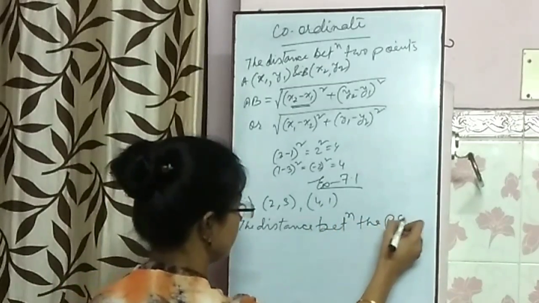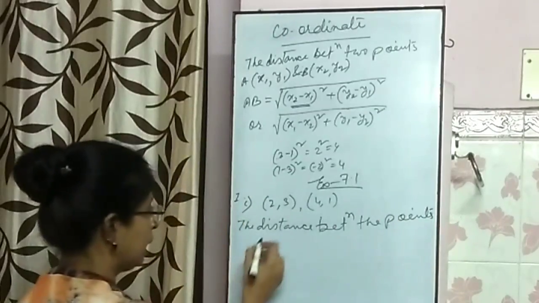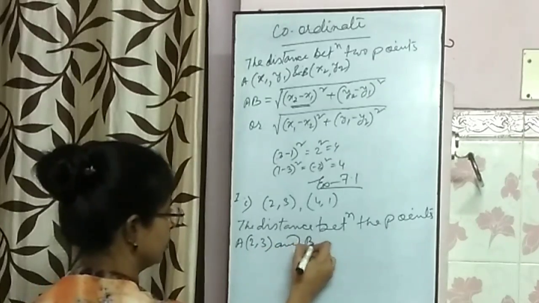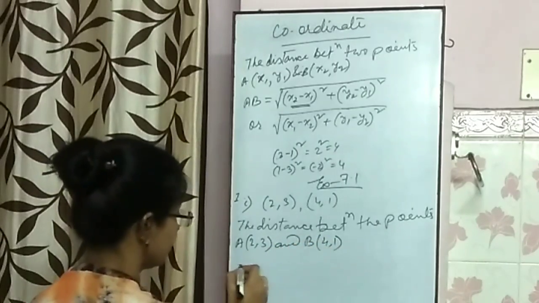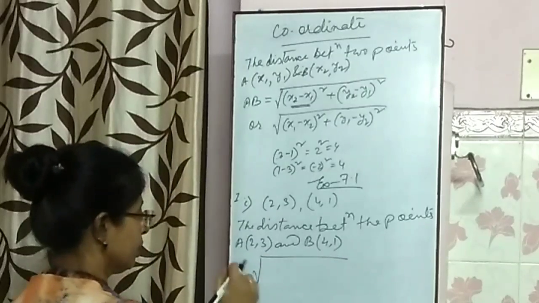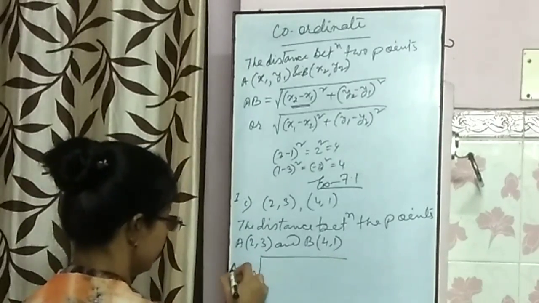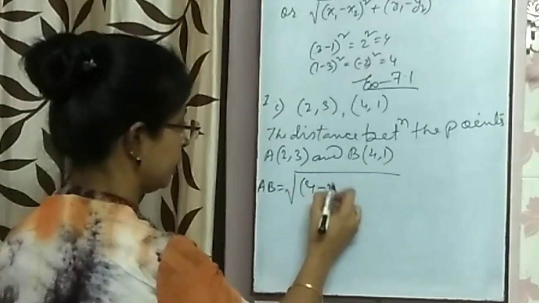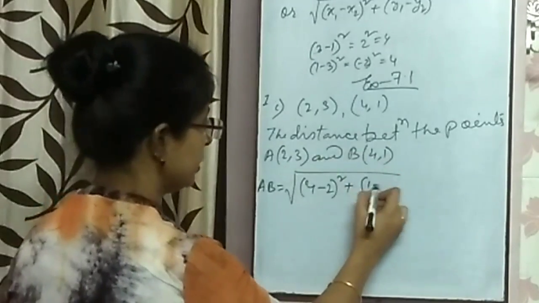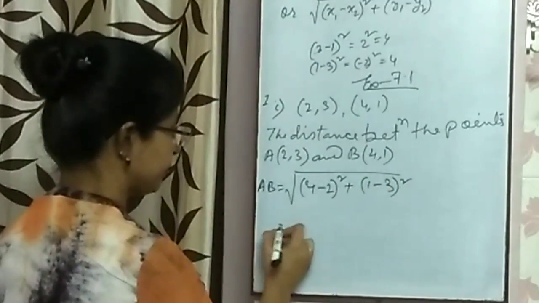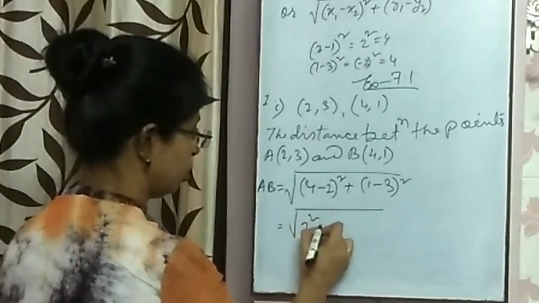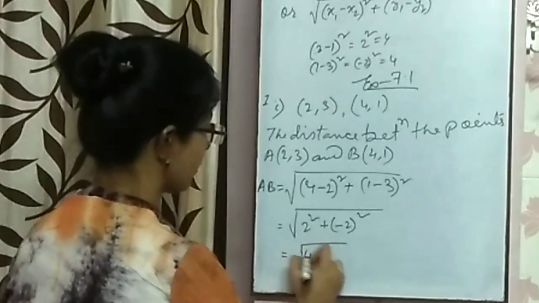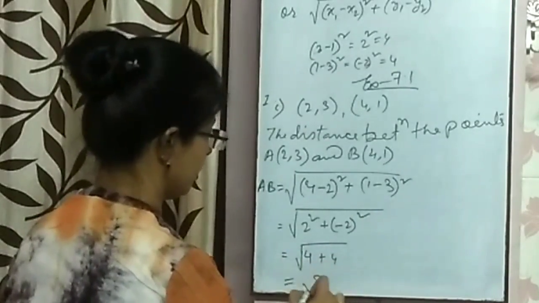between the points, I like to name them as A and B. The distance is equal to, say it is AB. What did I say? x2 minus x1, 4 minus 2 whole square plus 1 minus 3 whole square, 2 square plus minus 2 square, 4 plus 4, 8.